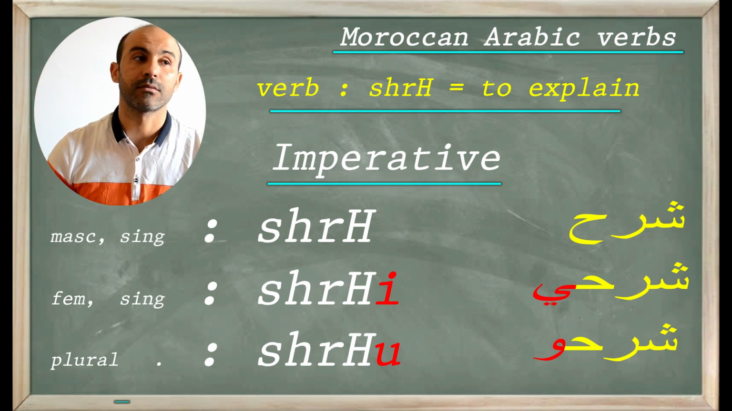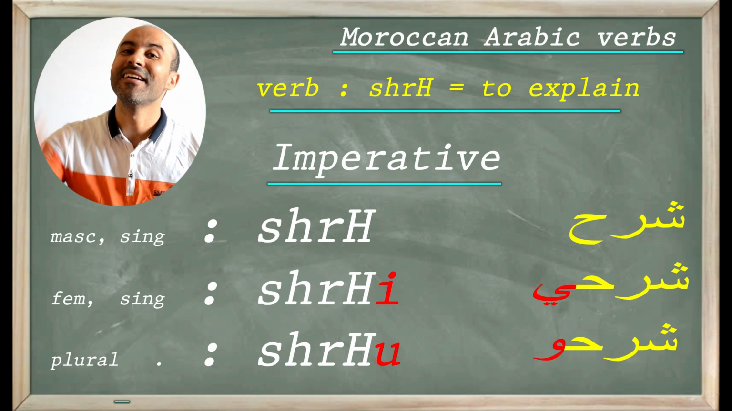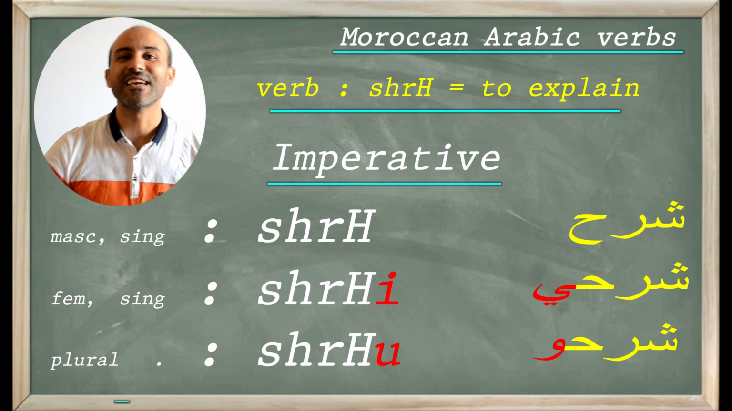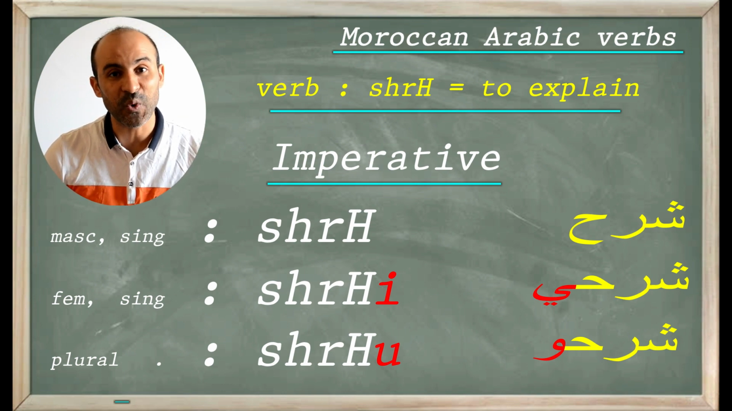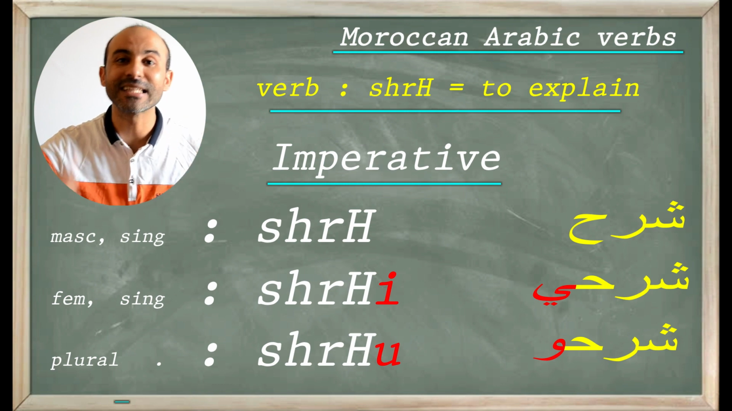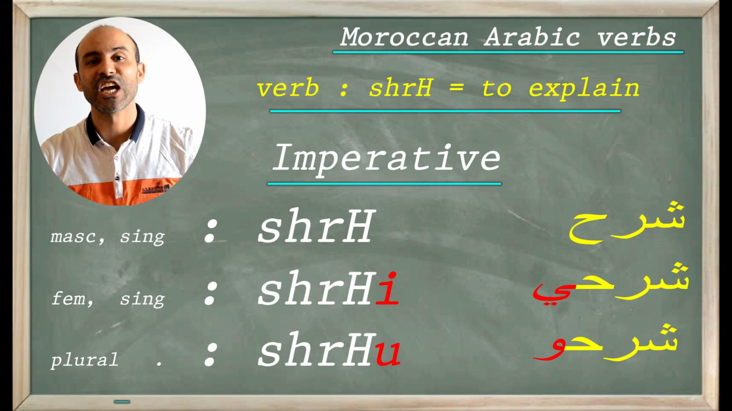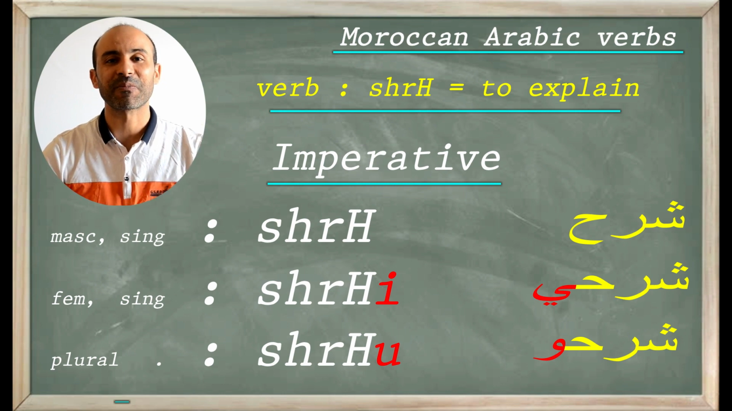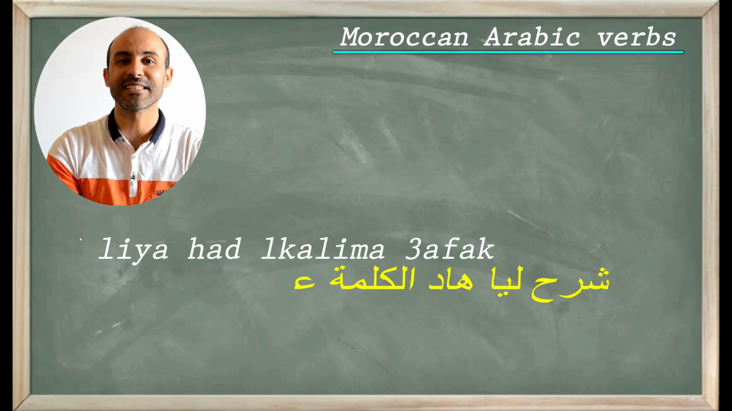Women, singular. So if you're talking to a woman, sharhi. If you're talking to a group of people, it's sharhu, plural. So let's practice it. Can you repeat after me? Shrah, sharhi, sharhu. Great.